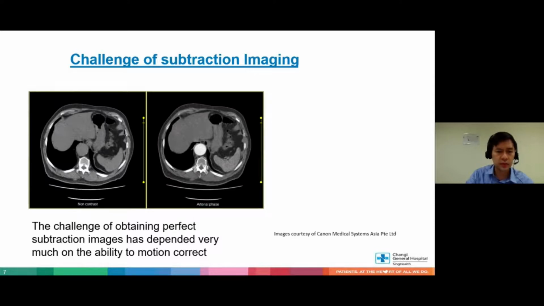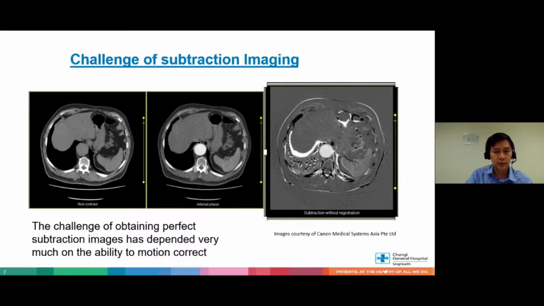So you can see there are two images here. One is the non-contrast and one's the arterial phase. There's a slight difference in motion, so we try to subtract this. For those of us who've done quite a bit of subtraction imaging, particularly for MRI, you can see there is a mismatch. So this is not a very good image when it comes to subtraction, and this will not work so well if we are trying to do iodine mapping.